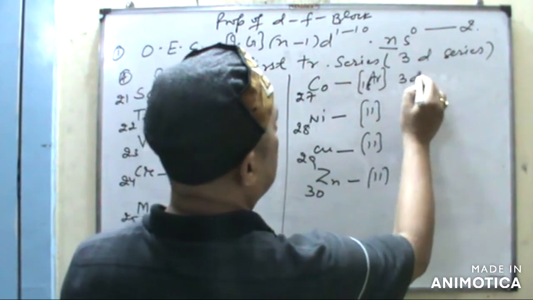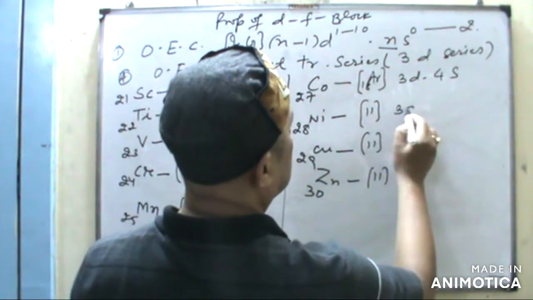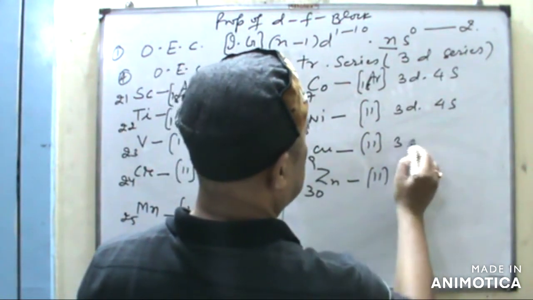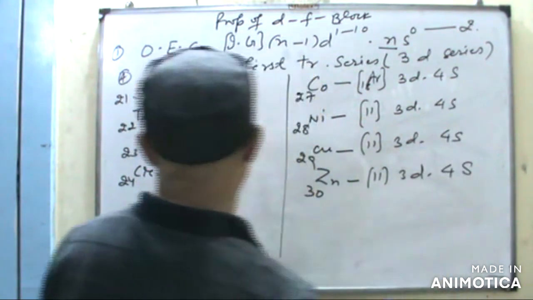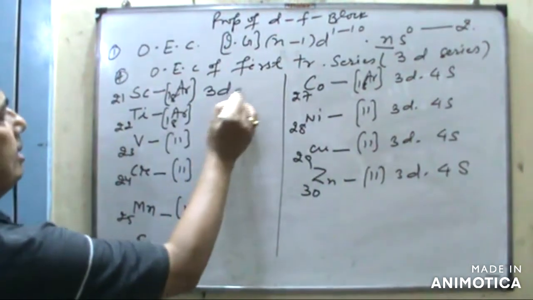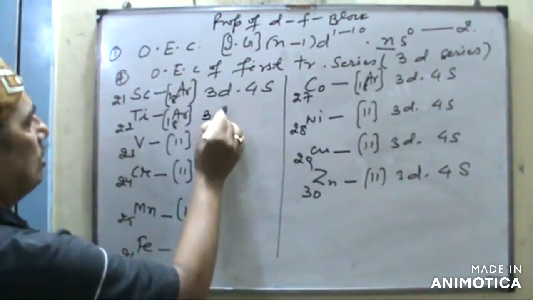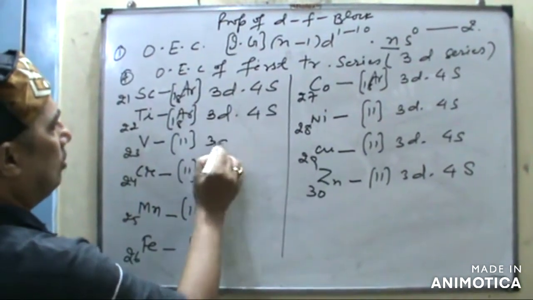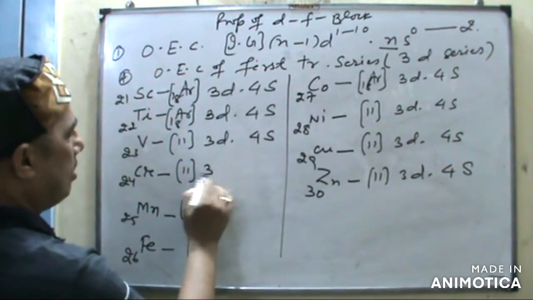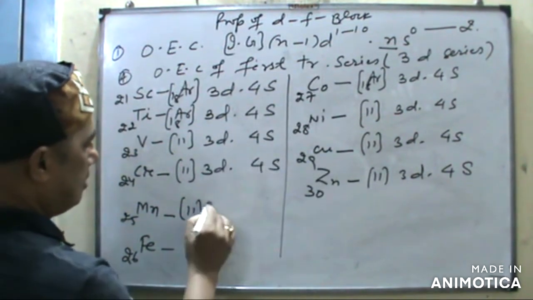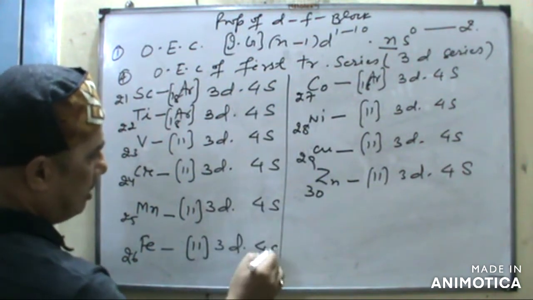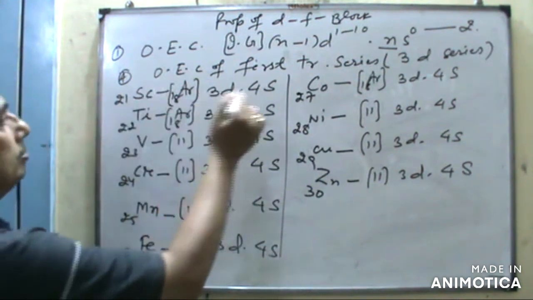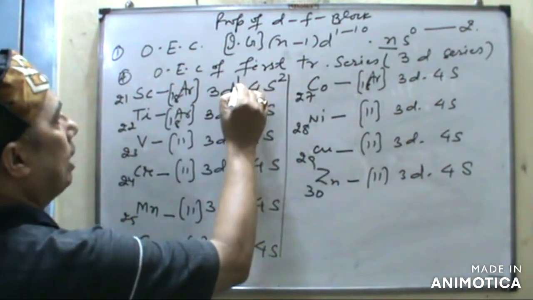argon 3d, and what is that? The energy rule is 3d 4s. So write here 3d 4s, 3d 4s, 3d 4s. So here scandium is 4s2 3d1.